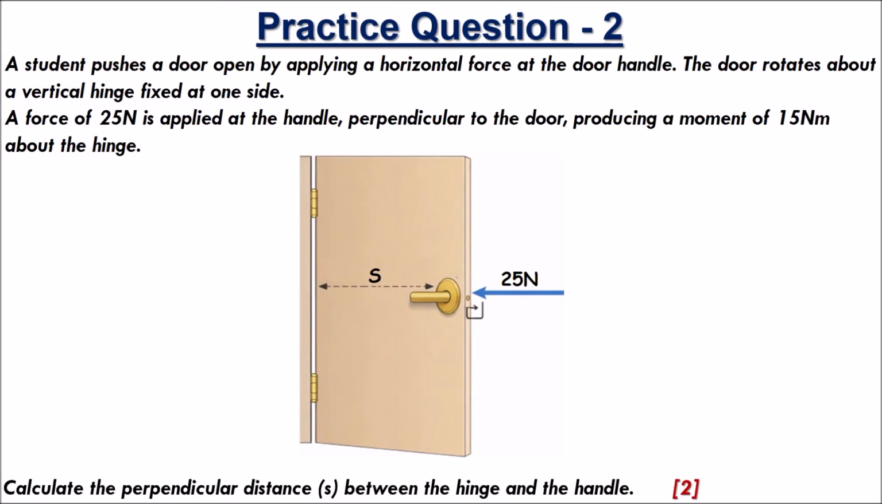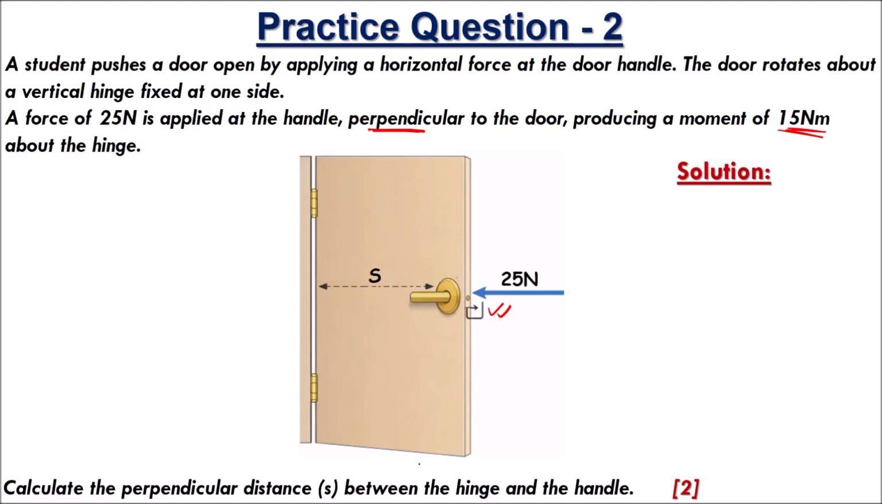Practice question number 2. A student pushes a door open by applying a horizontal force at the door handle. The door rotates about a vertical hinge fixed on one side. So the force is perpendicular to the distance as shown by this symbol here. A force of 25 newtons is applied to the handle perpendicular to the door, producing a moment of 15 newton meters about the hinge. Calculate the perpendicular distance S between the hinge and the handle.